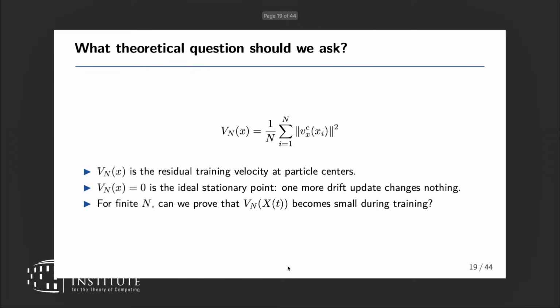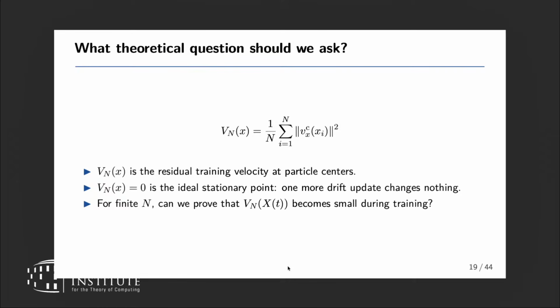So what is the first theoretical question we should ask here, right? You have this quantity Vn, which is the average size of the conservative velocity field evaluated at each particle. The thing to track is this Vn quantity over time, right? And if Vn is 0, then it is telling you that you're at an ideal stationary point, right? So one more drifting step at that stage would not change anything.